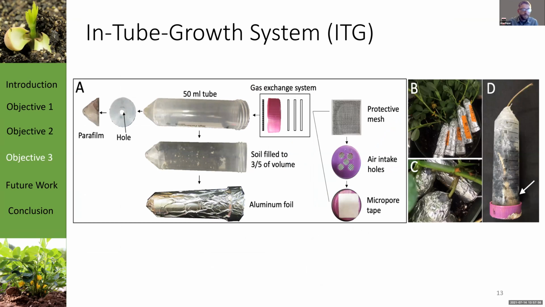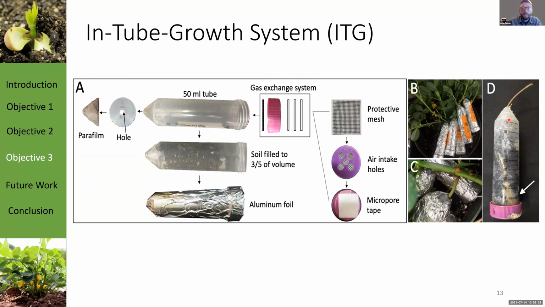So kind of switching up a little bit here is how we're actually going to apply and study these CDBs. So I developed the in-tube growth system, or ITG system. So the system has a 50 ml tube with a hole in it, and then you can fill it with various media, in this case soil. It has a gas exchange system, so this has a layer of protective mesh that prevents the soil from interfering, and then some air holes, and then it's covered in micropore tape to keep out bacteria and maintain the humidity.